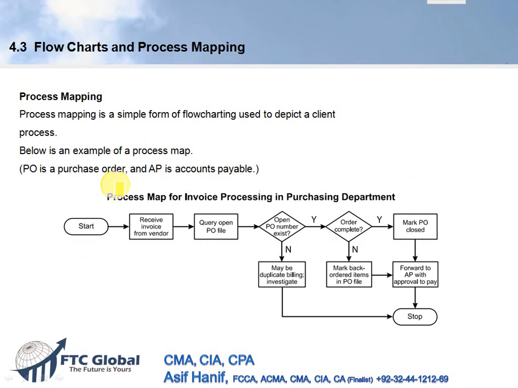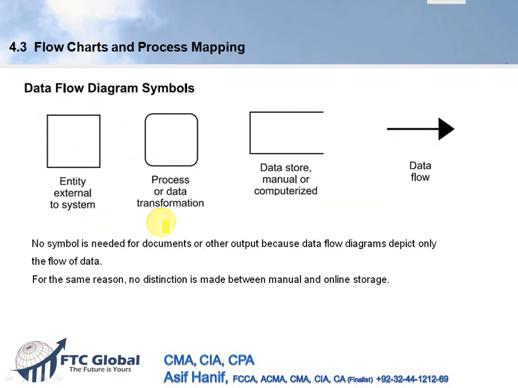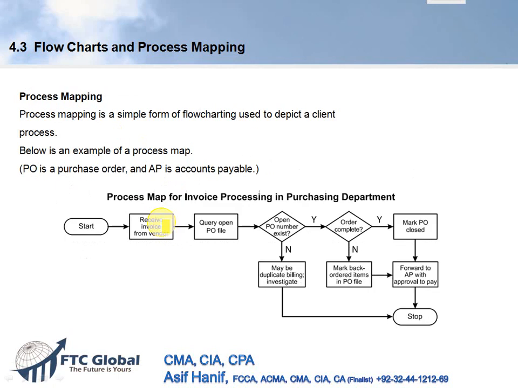So here we go. Here we have a detailed process mapping of purchase order, accounts payable. Let me read it in detail. Process mapping is a simple form of flow chart used to depict a client process. Below is an example of a process map. Let's see what it is. No, it's not a DFD. I was looking for a data flow diagram, but in fact he has given a process flow.